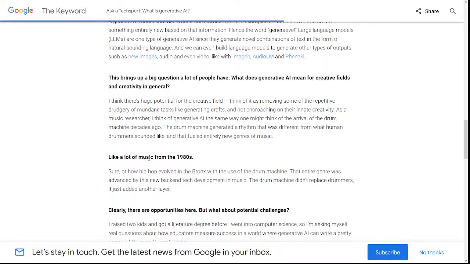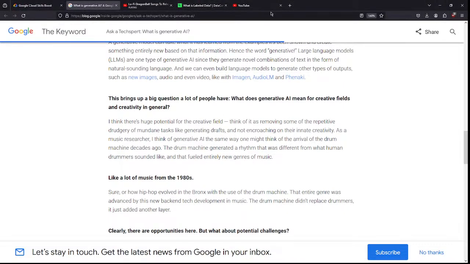This brings a big question a lot of people have. What does generative AI mean for creative fields and creativity in general?